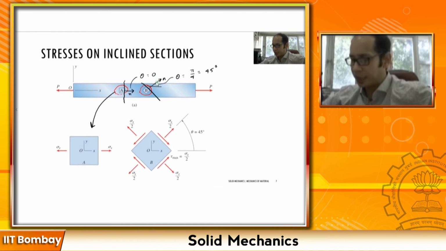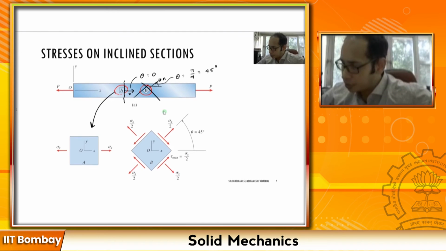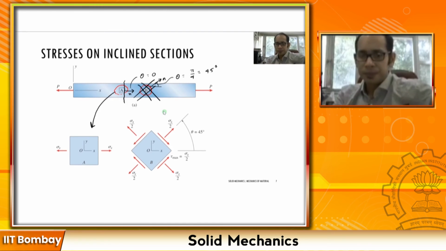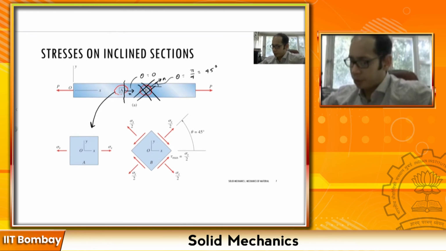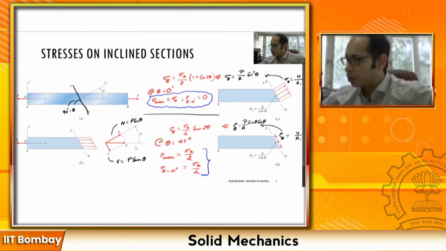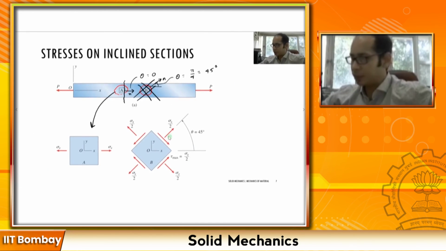So if I take similar sections about this face, or this face, or this face, where the normal makes different angles, you can put it back into the same formulas which we derived before. You will see that you end up with these kinds of stresses: the outward normal stress will be sigma x over 2, and the tau will be sigma x over 2 as well, which we just saw.